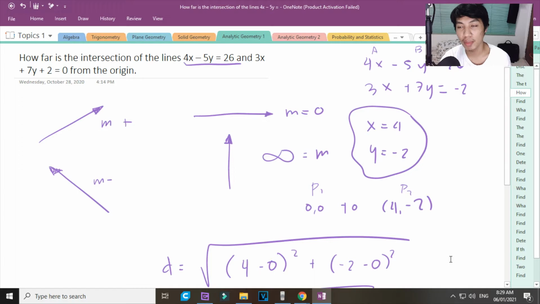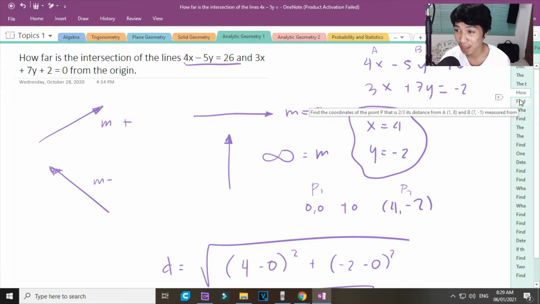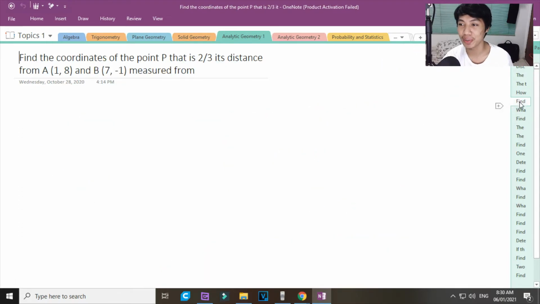Gamitin nyo yung GeoGebra since online naman tayo. Para hindi na kayo mahirapan mag-plot ng points. That is the technique. Okay? Kahit sa calculus nyo, pwede rin kayong mag-plot doon ng curves. Makikita nyo yung area doon sa curve na yan. Okay? That is another technique na tuturo ko sa inyo.